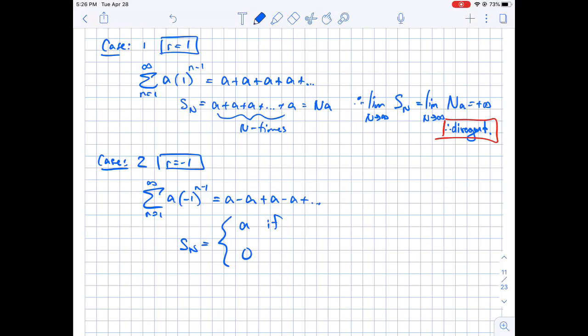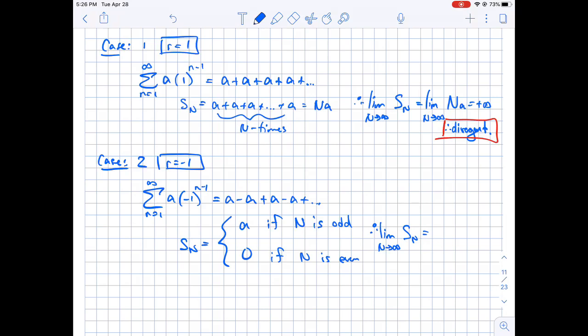So s sub n is going to be equal to a if the number of terms being added up is odd. However, if the number of terms being added up is even, then that means you're perfectly going to have all of these terms canceling out with each other, and the sum would just be 0. So what does this mean? It means that if we now go and do the limit as the number of terms goes to infinity of s sub n, what happens with that limit?